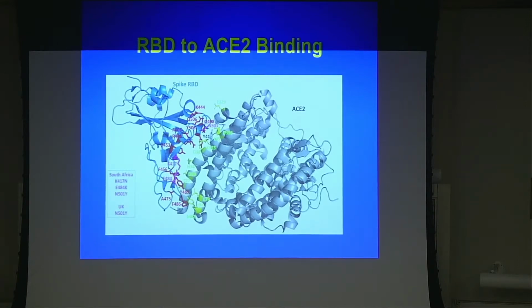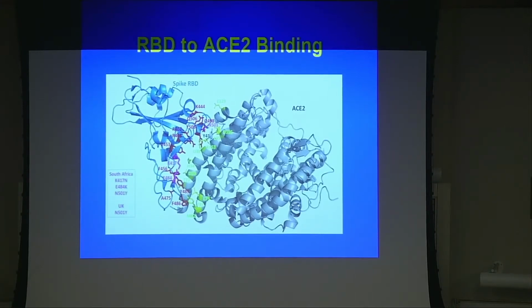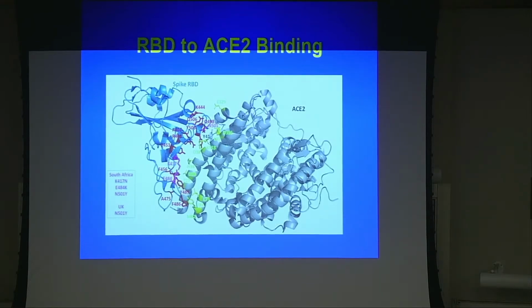Now, this is a detailed figure showing some of the particular mutations that have occurred. The mutations that they were worried about when I made this slide were up here at N501Y, where this amino acid had been changed to a tyrosine. And there are a few others in here that were changed.